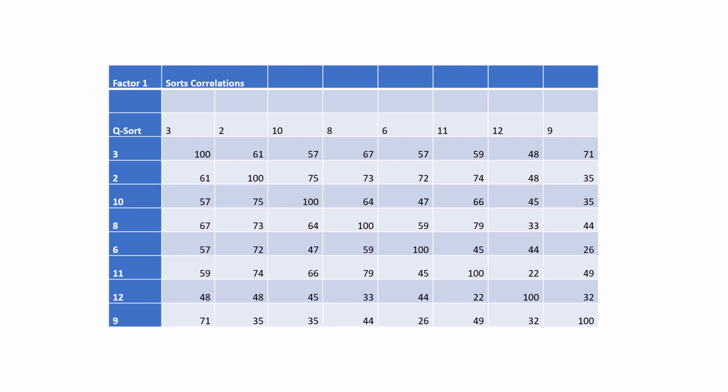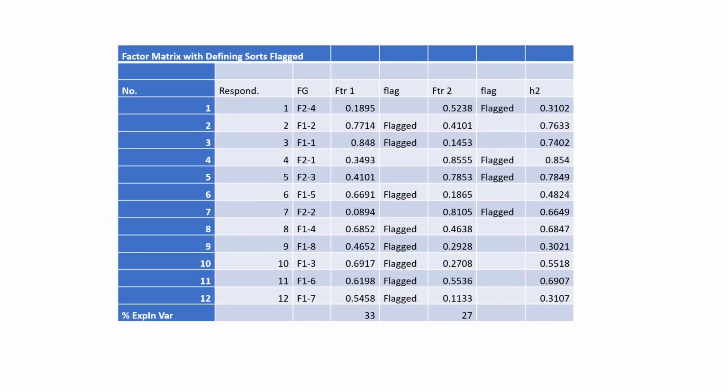And what you can see here is that obviously the correlation between 3 and 3, because it's the same person, is 100, and that goes down in diagonal. But say between person 3 and person 2 was 61, 57, 67, 57. So they're all relatively strong correlations in terms of the similarity in where the different statements were located.